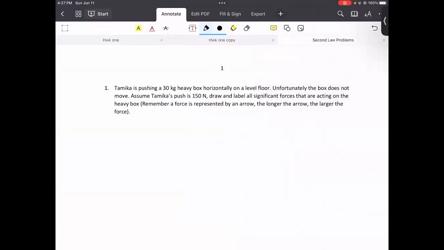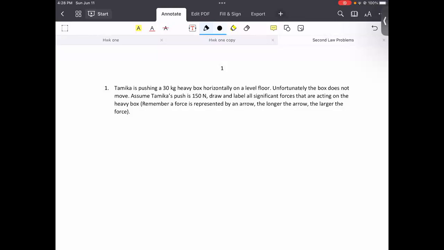Question 1 says that Tamika is pushing a 30-kilogram heavy box horizontally on a level floor. Unfortunately, the box does not move. Assume Tamika's push is 150 newtons. Draw and label all significant forces that are acting on the heavy box. We are told to remember that a force is represented by an arrow. The longer the arrow, the larger the force.